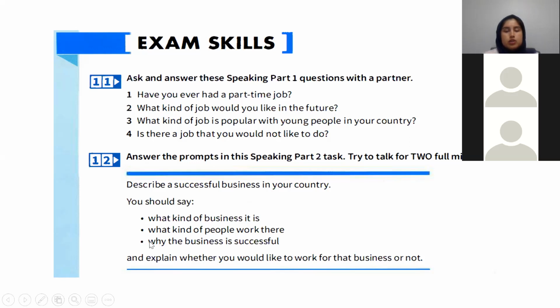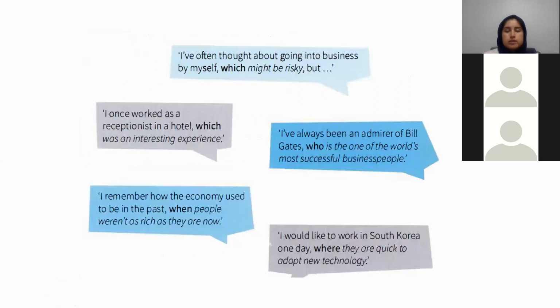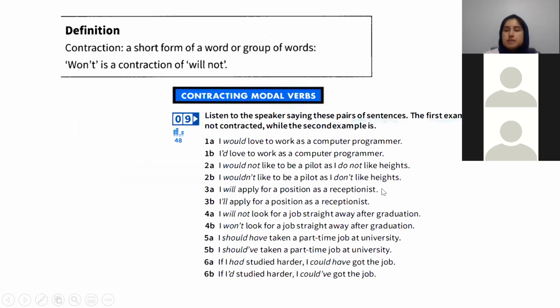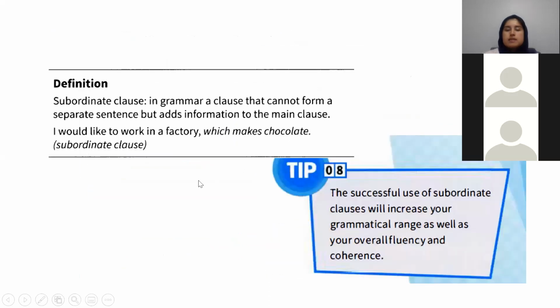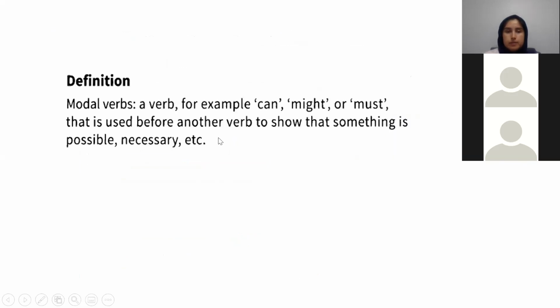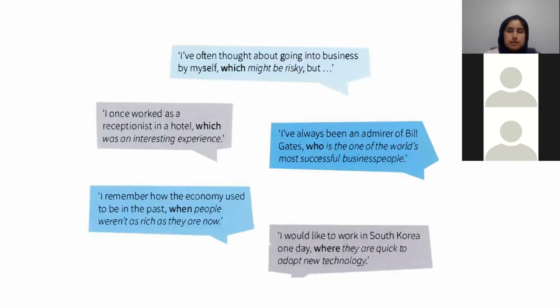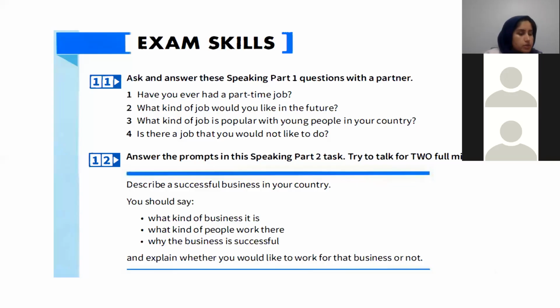Okay, and the next question is: describe a successful business in your country, and you should say what kind of business it is, what kind of people work there, why this business is successful, and explain whether you would like to work for this business or not. So both of you try to answer this. I will give you 1 minute, and try to use the modal verbs. You do use them sometimes, but try to use them more, and also subordinate clauses, for example, which, that, and so on. So let's see how much time we have. Okay, you have 1 minute. Please prepare.